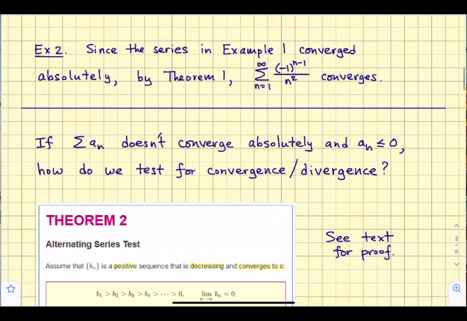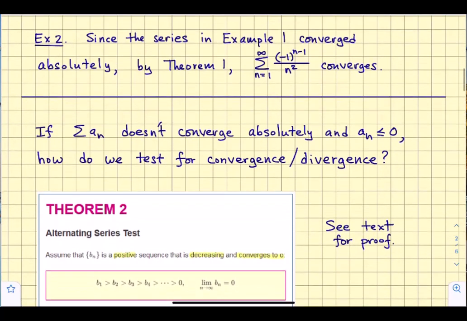Let's look at an example. Since the series in example 1 converged absolutely, we know by theorem 1 that the original series converges. So that's the idea. A very quick and easy way to determine the convergence of a series that might have negative terms, that doesn't always have positive terms, is to check the sum of the absolute value of the a sub n's. If that new series converges, then you're guaranteed that the original series converges also.